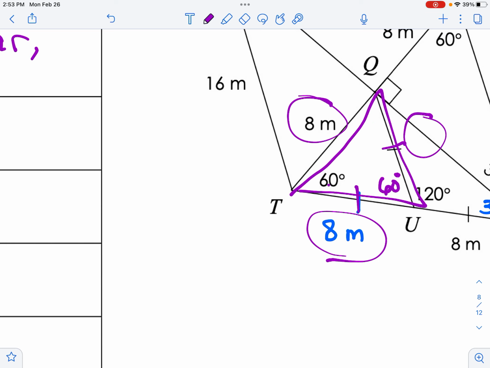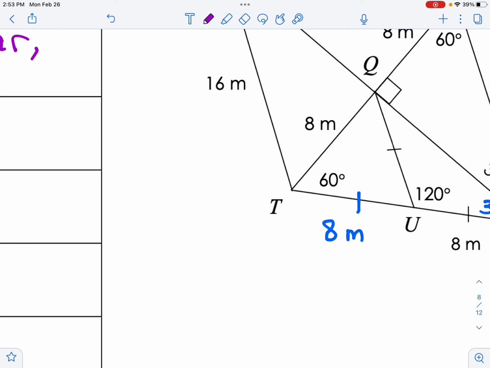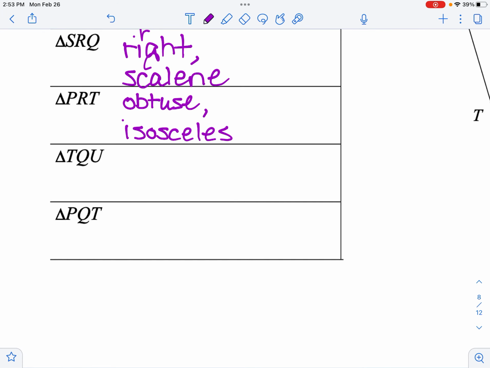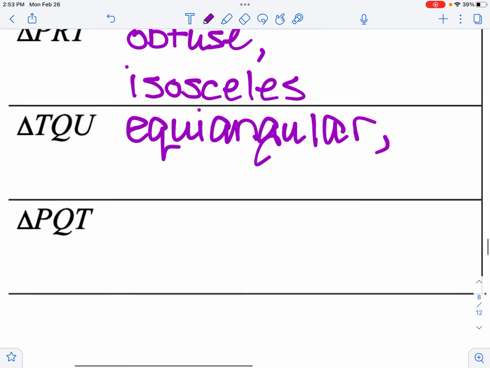So kind of a lot going on there. But one thing you might notice is if it's equilateral, it also is equiangular and vice versa. That is always the case. So equiangular and equilateral.